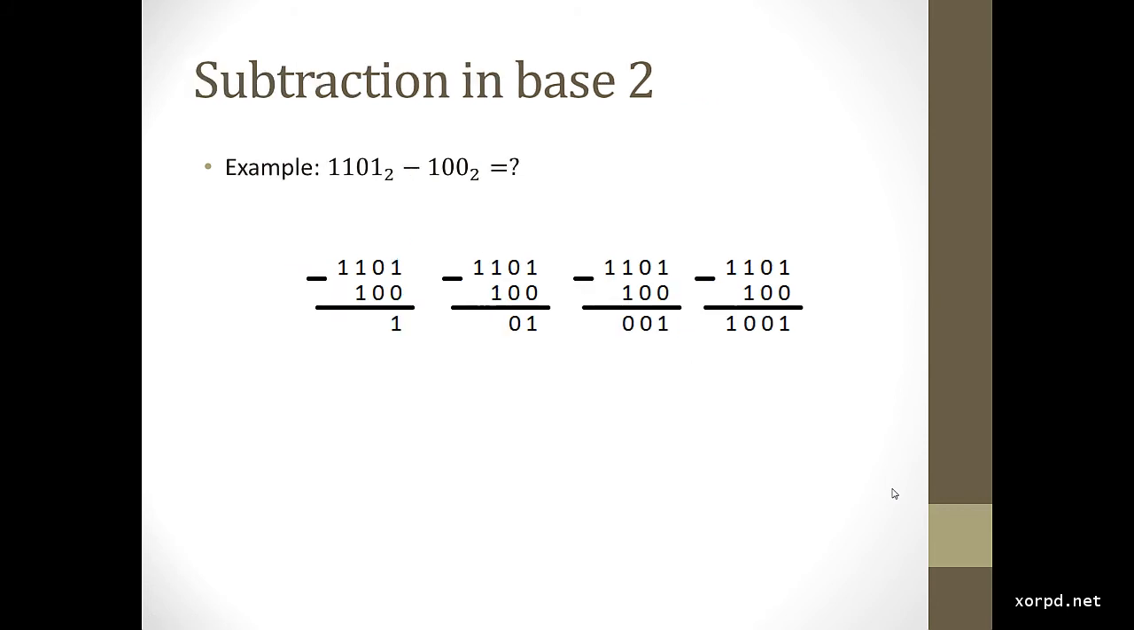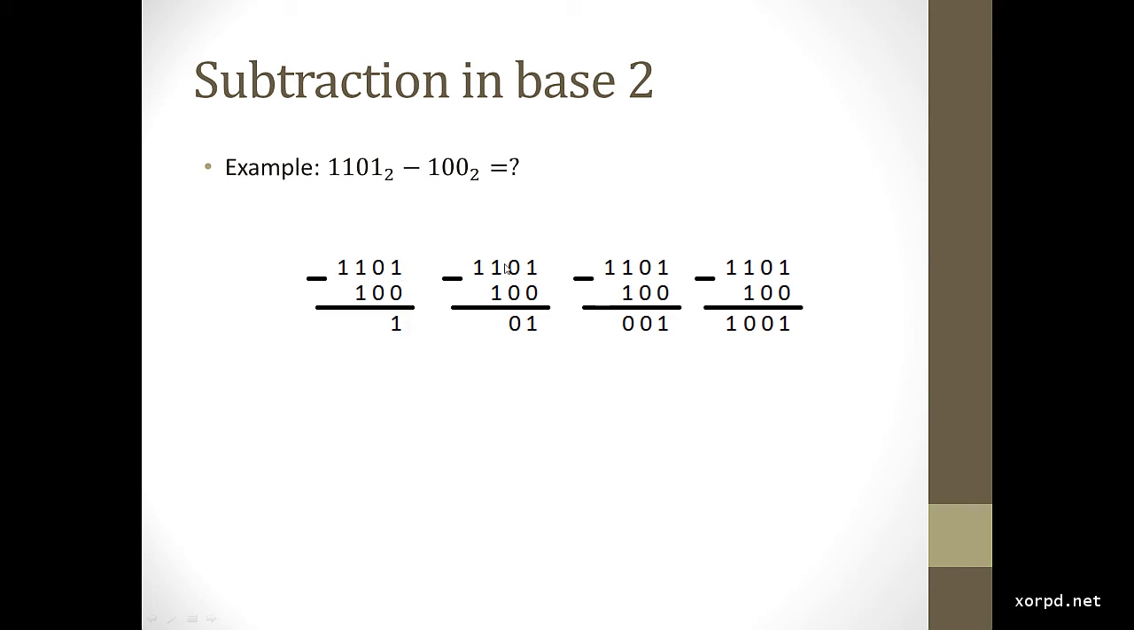Subtraction in base 2. We'll begin with a simple example where we don't have to do any kind of borrowing. 1101 minus 100 in base 2. We begin as usual by writing those two numbers vertically, aligned to the right. And then we subtract digit by digit. We begin with the first two digits. 1 minus 0 equals 1.